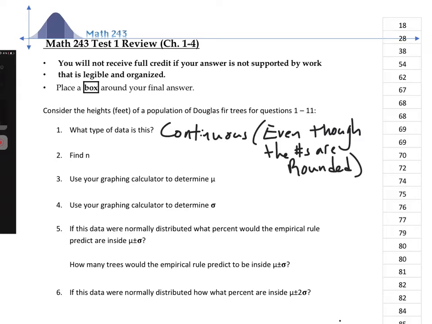Anyways, so N is 37. N is the number of data items. You can count by hand there. In fact, it's not a bad idea to count by hand before you go to your calculator. There's 37, so when you enter them in your calculator, make sure that there's 37 in your calculator.